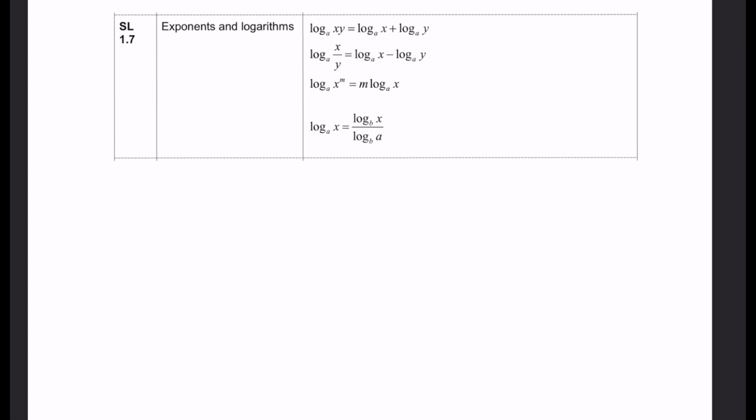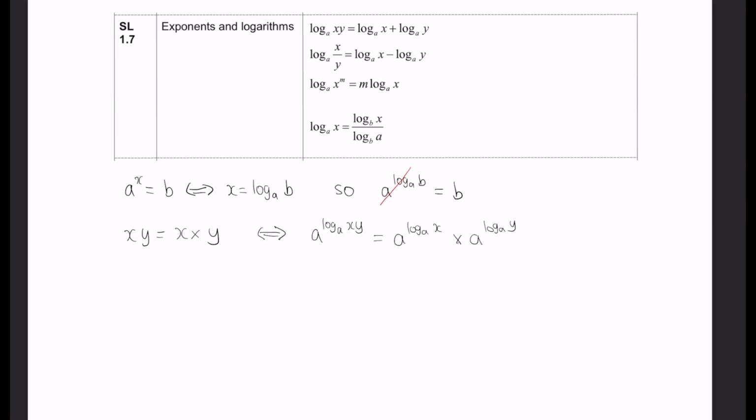We know from before that a to the power of x equals b is equivalent to x equals log base a of b. If we substitute the second equation into the first, we get a to the power of log base a of b equals b. So the key finding here is that the log cancels out when it is raised as a power to its base.